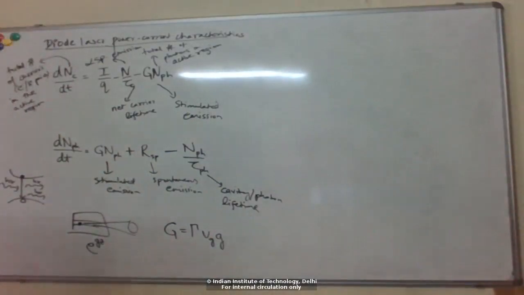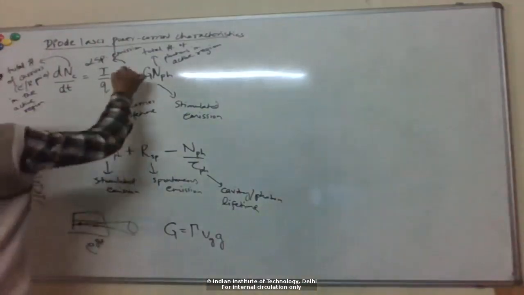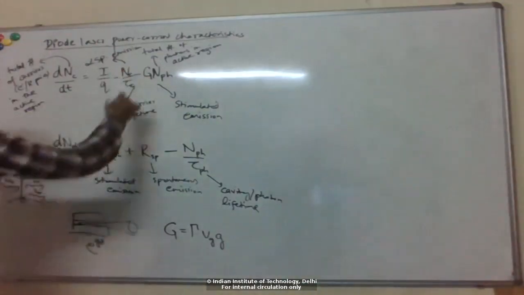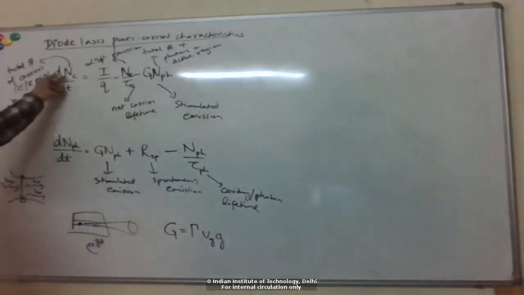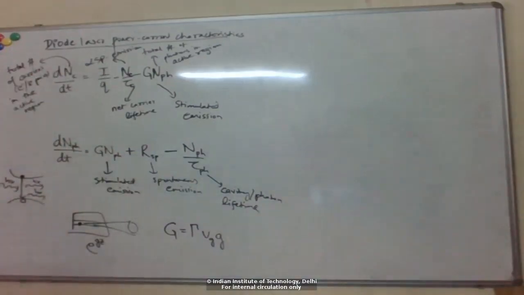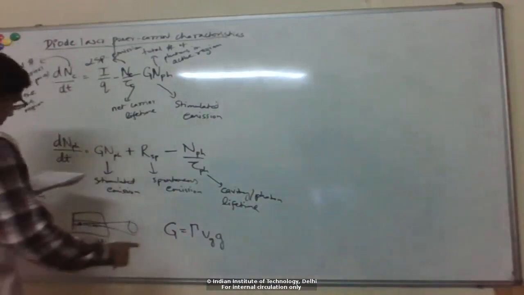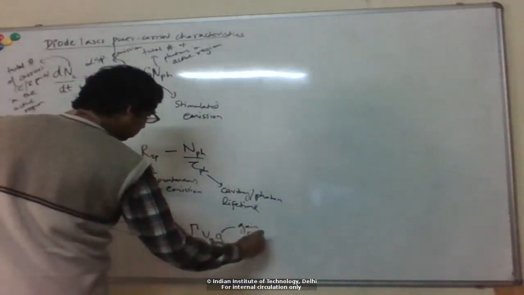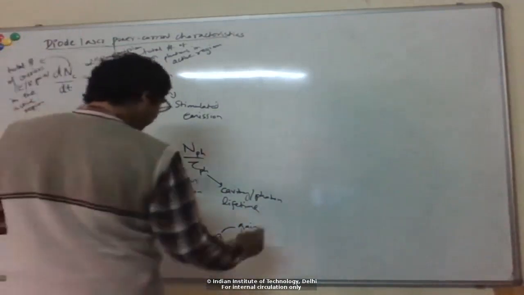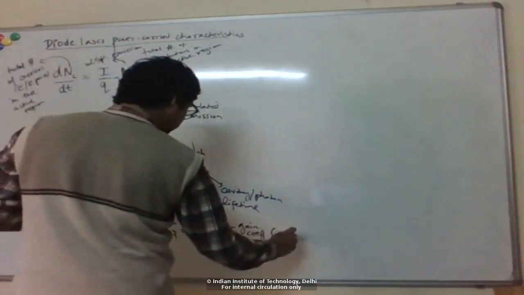N is carrier. Oh, sorry. So this is NC. You're right. NC. Right. So basically, we have two equations here, for NC and N photons, which are coupled to each other. So this is the gain coefficient. Remember, this has units of per length, right?